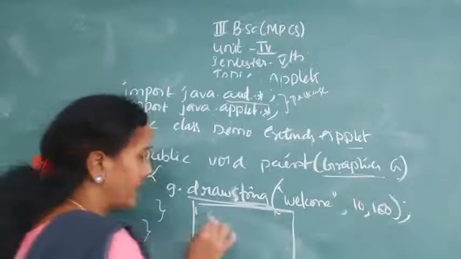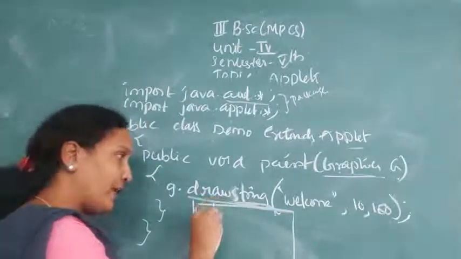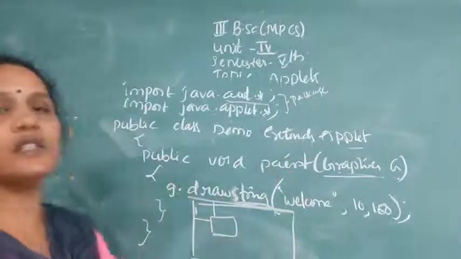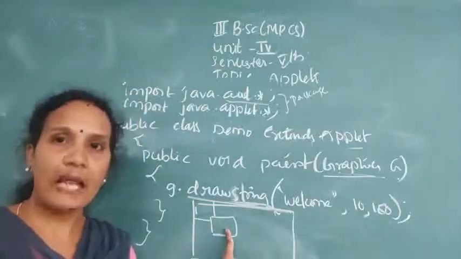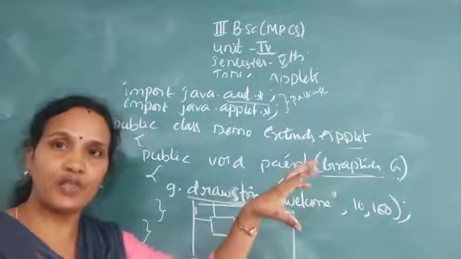From the left side, it is 10. From the top, it is 100. So this much area you will get to print the Java program output. So this is an applet. Understood?